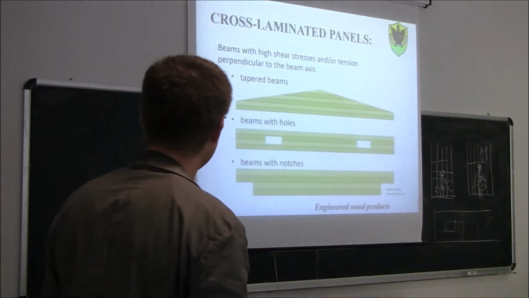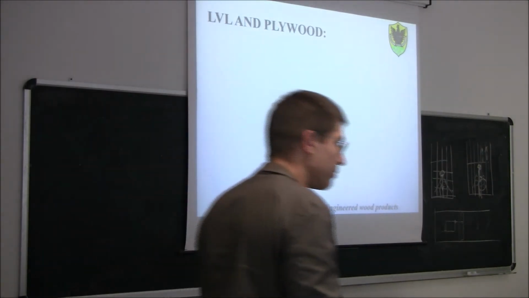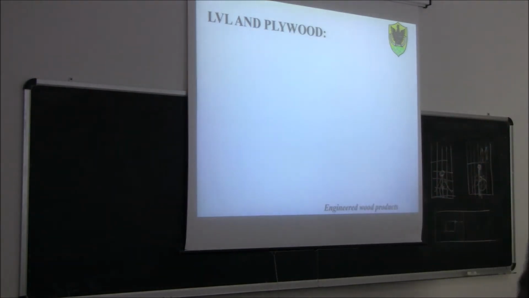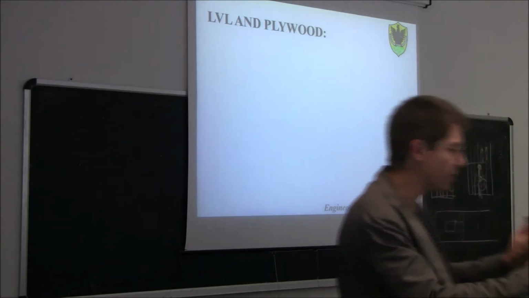Okay, so if everything is clear, now we move to LVL and plywood. LVL is an abbreviation for laminated veneer lumber. Laminated, you know the meaning. Veneer is basically the name for this kind of material here. So this one is called a veneer of wood. Afterwards I will pass it around for you to touch. So this is a veneer of wood.